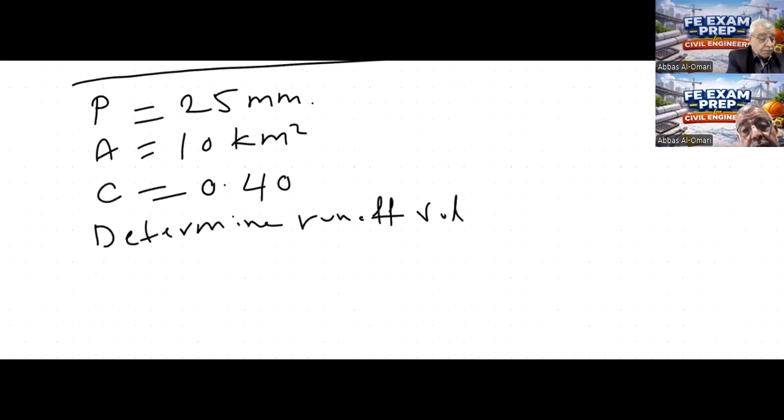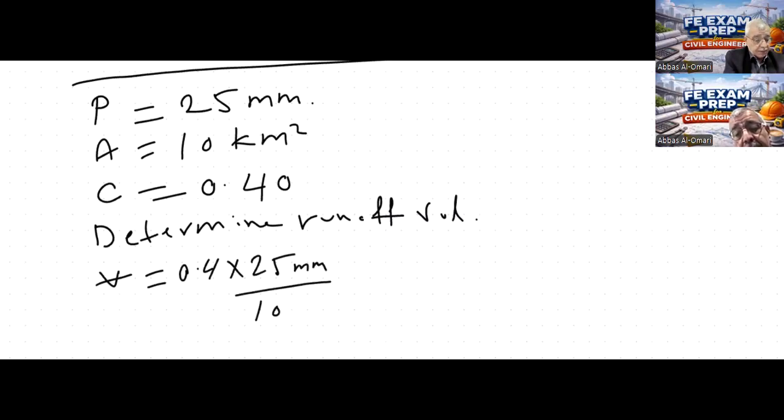Here we simply use the rational method. So runoff volume equals the runoff coefficient by the precipitation multiplied by the area, and we do unit conversion. So we have the runoff coefficient is 0.4 multiplied by the precipitation, 25 millimeter. We convert to meter. So we divide by 1,000 millimeter per meter. And we multiply by the area.